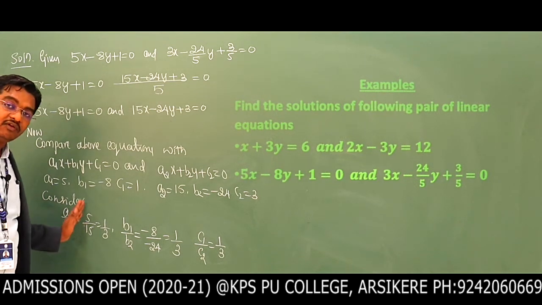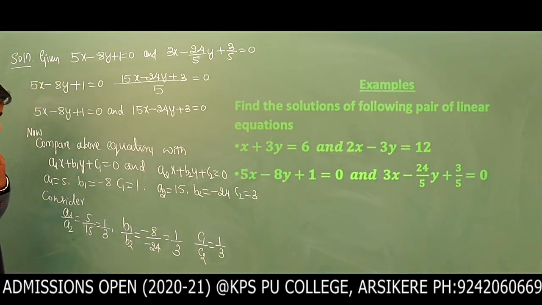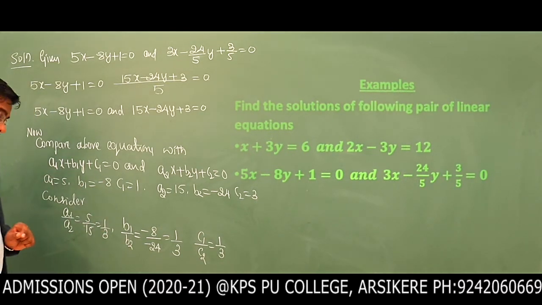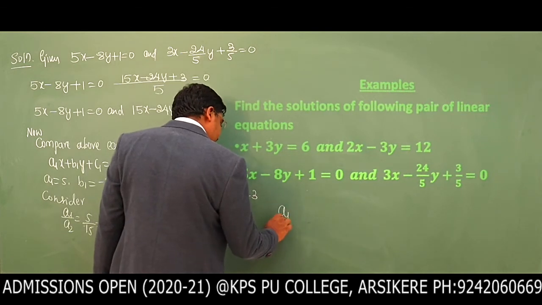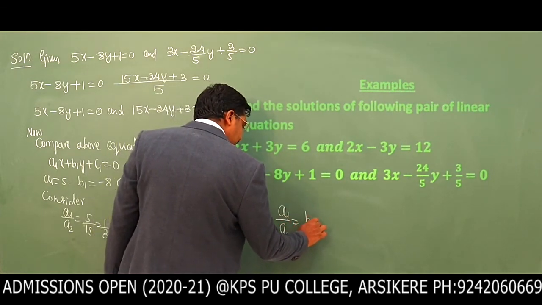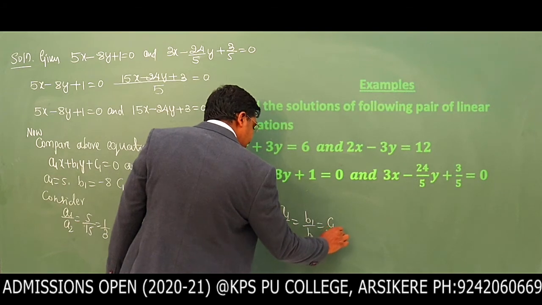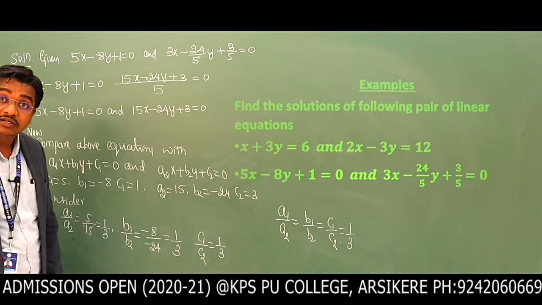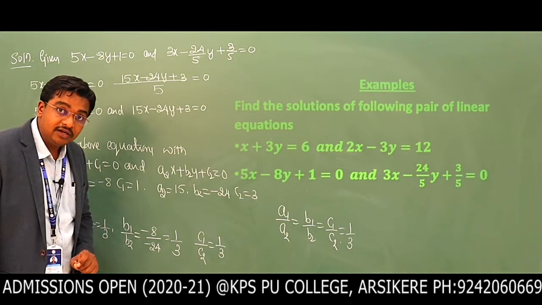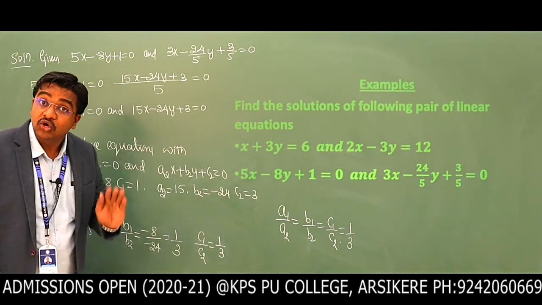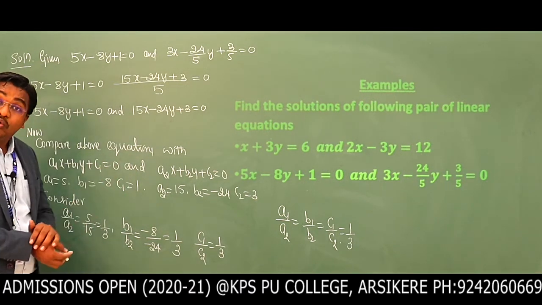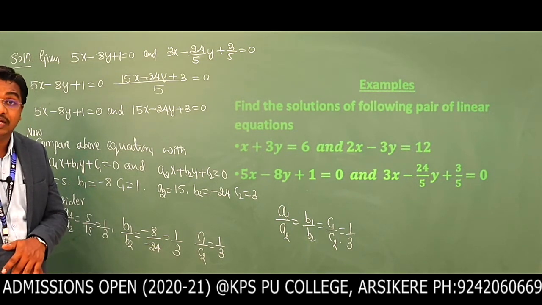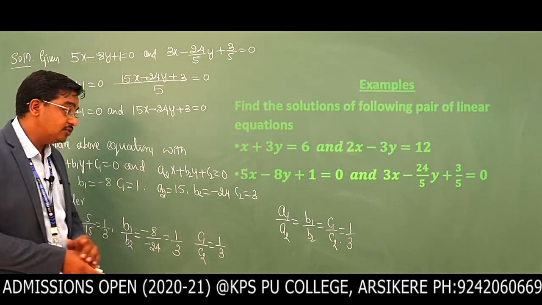Just observe the values of a1 by a2, b1 by b2 and c1 by c2. They are all equal to the same value. That value is here 1 divided by 3. So hence a1 by a2 is equal to b1 by b2 is equal to c1 by c2 is equal to 1 divided by 3. So what do they represent? This shows that the lines are coincident. Very good. The lines are coincident, hence we get infinite number of solutions. The solutions are infinitely many.